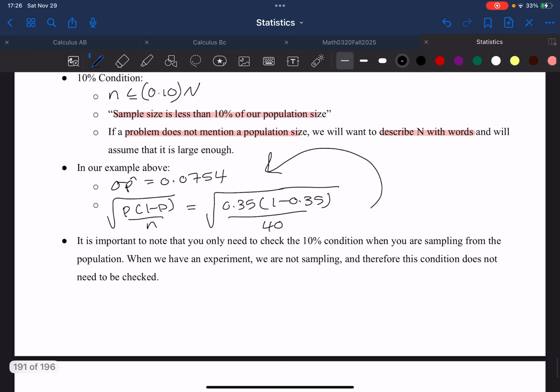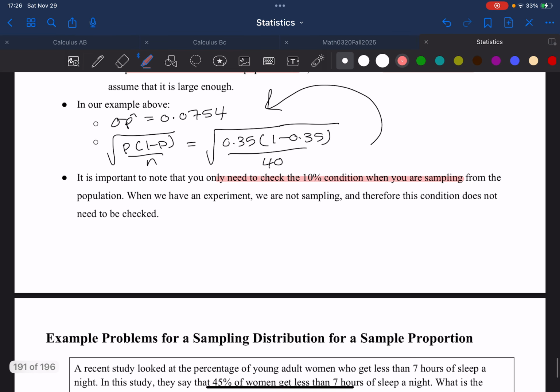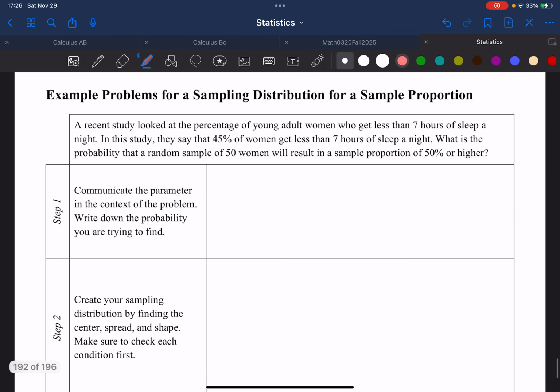It is important to note that you only need to check the 10% condition when you are sampling from a population. When we have an experiment, we're not sampling, therefore this condition does not need to be checked. So we only need to check if we are sampling from a population. So let's look at some examples.